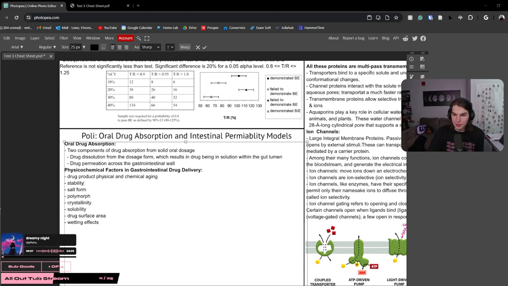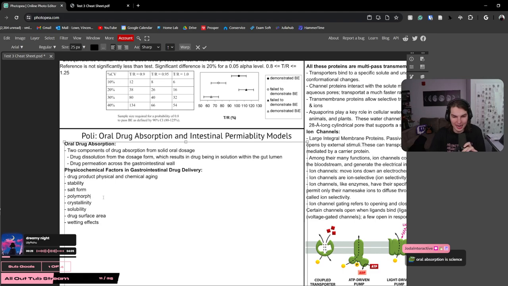So essentially, let me see, what else do we have? We have salt forms, which are important because different salts are going to get absorbed differently, which is another big factor. We also have polymorphism. So polymorphism basically is different variations of the same drug. So a drug might have a polymorphism, or a gene might have a polymorphism that affects it differently.